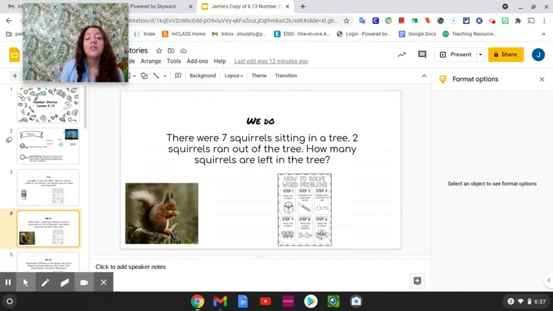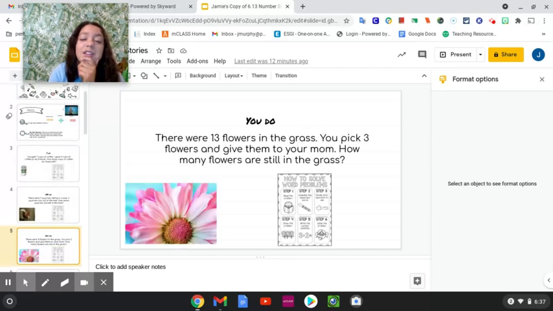Remember to listen to the word problem, think about the important words, subtract, draw a picture, write a number sentence, and then solve the problem. That's a lot of steps, but you can do it. Okay. There are 13 flowers in the grass. You pick 3 flowers and give them to your mom. How many flowers are still in the grass?